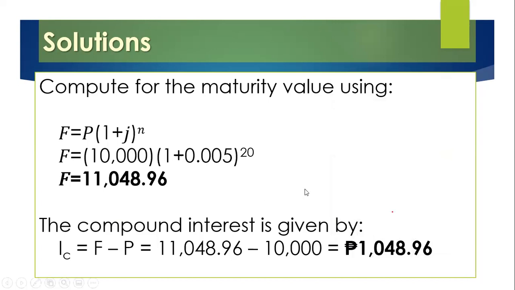So the compounded interest is given by, minus lang natin yung future tsaka present or the principal amount. So that is 11,048.96 minus 10,000. That is equal to 1,048.96 pesos.